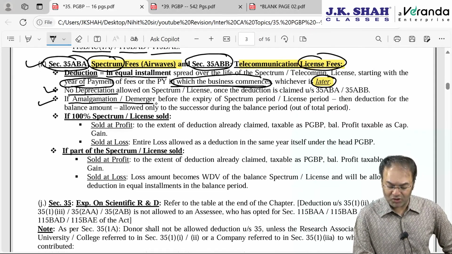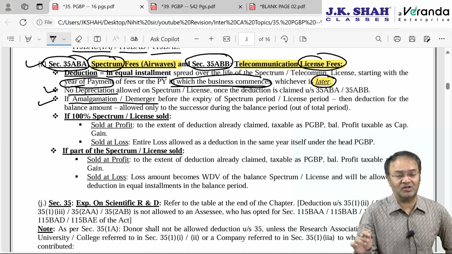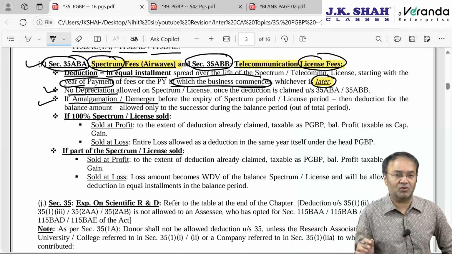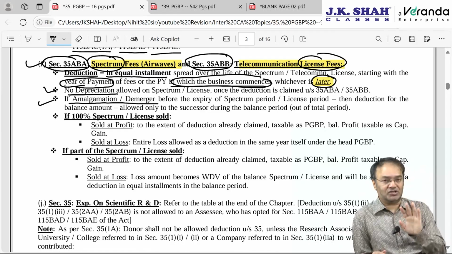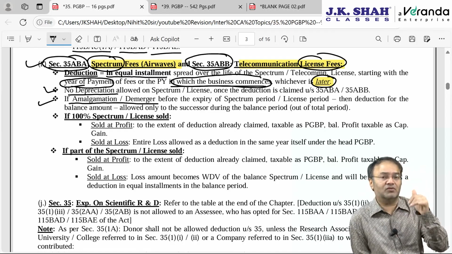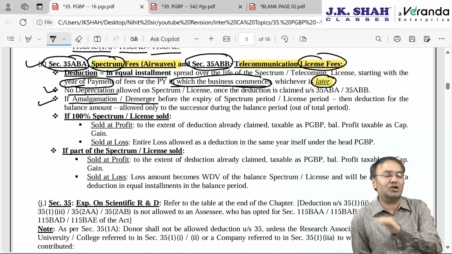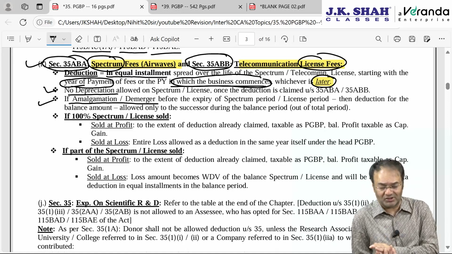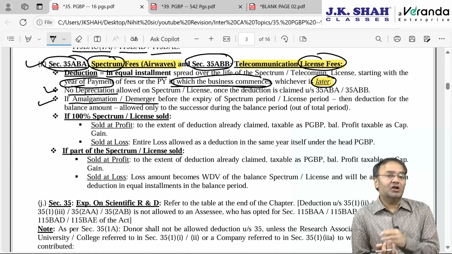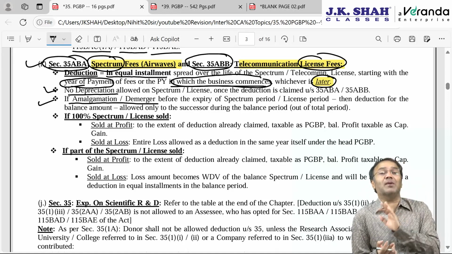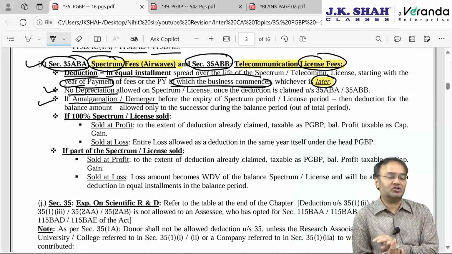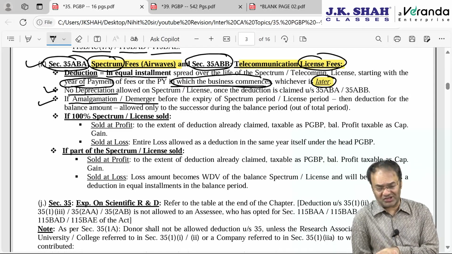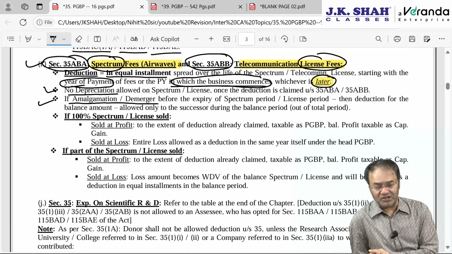If amalgamation or demerger takes place before expiry of this 9-year or 10-year period, then what to do? Understand very clearly, unlike depreciation, deduction for earlier years will be allowed to the predecessor, and deduction from next year onwards will be allowed to the successor. The problematic child is only the year of amalgamation or the year of demerger. Who will claim for that year? For that year, deduction will entirely be allowed to the successor, nothing allowed to the predecessor.